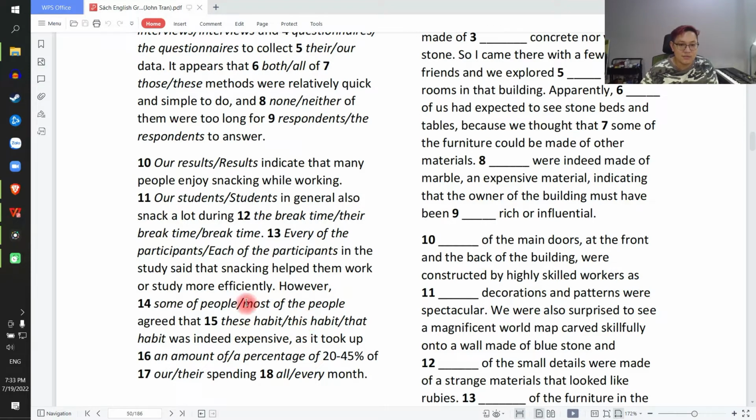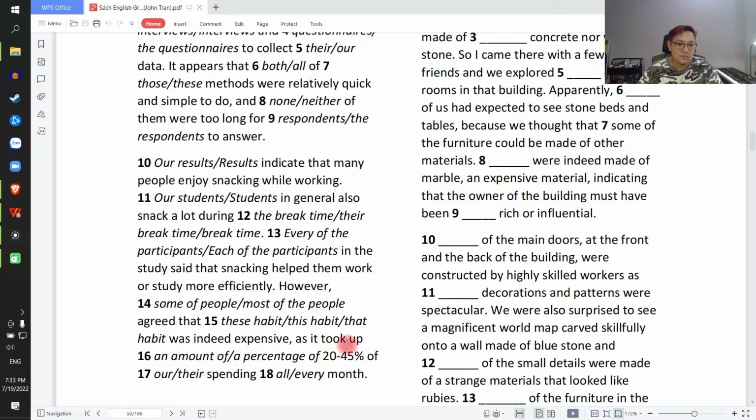Chỗ này là phần đông con người ta đồng ý rằng cái thói quen này, tại vì nói về một cái thói quen mà nói đến ở câu trước là thói quen snacking, có một thói quen thôi thì không thể nào xài these được. These là dùng số nhiều mà, cũng không thể nào that habit, cái thói quen đó được, nó chỉ có thể là thói quen này thôi. Agree that this habit was indeed expensive. Phần đông con người ta đồng tình rằng cái thói quen này đã thực sự là đắt tiền, rất là đắt tiền đấy. As it took up a percentage of 20 to 45% of their spending every month.